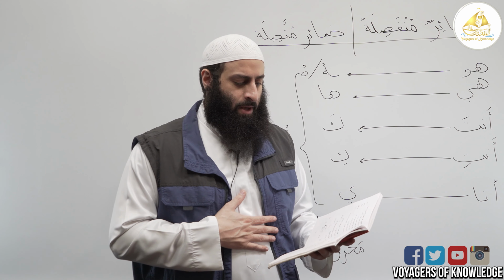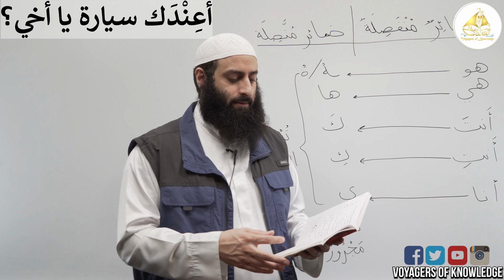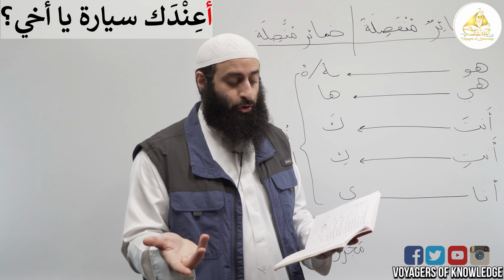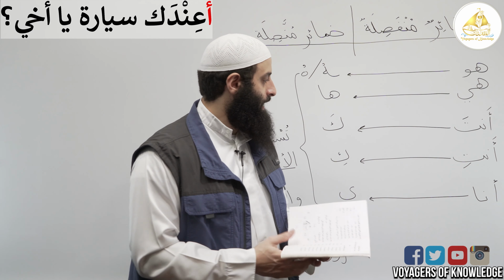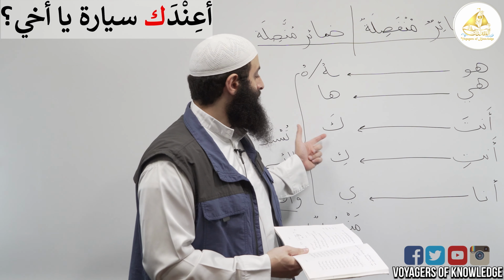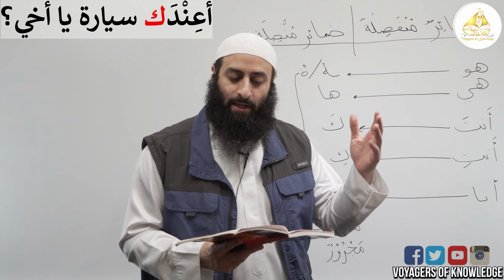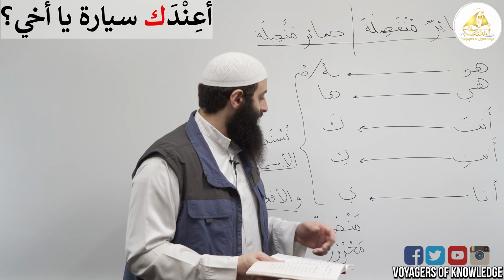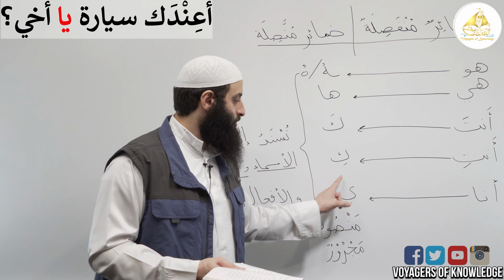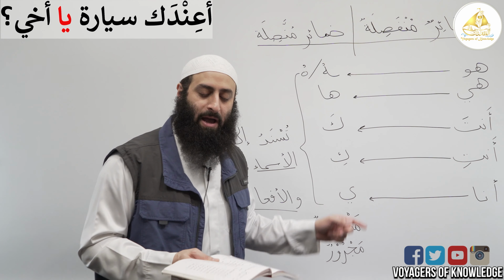Now, he says عندك. The alif is for do, alif al-istifham, and inda is do you have, and the kaf, indaka, do you have. Sayyaratun, ya akhi, do you have a car? Ya akhi, you see the ya added to the word akhun? It made it my brother.